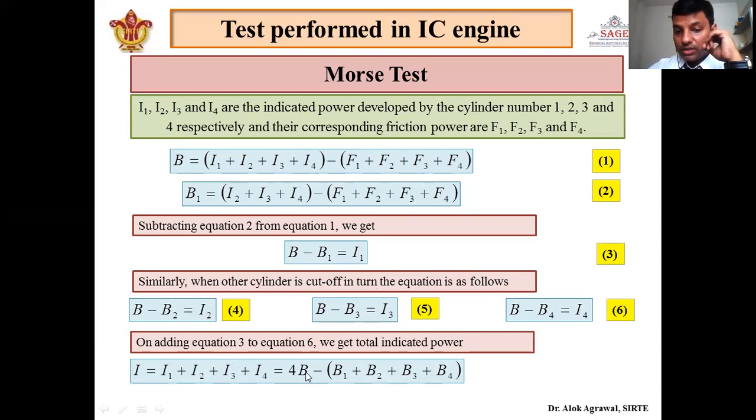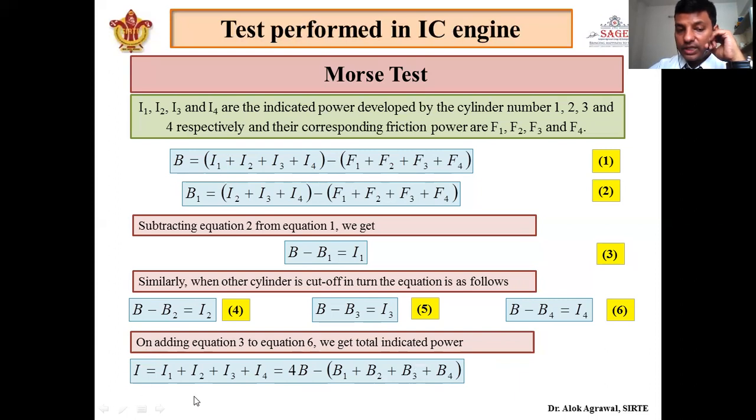Now see, this B and this B1, B2, B3, B4, all the brake power values can be calculated with the help of a dynamometer. So the right hand side, the complete thing, is known to us. B is known to us, B1, B2, B3 and B4 are known to us. So with these known values, we can easily calculate the indicated power of the engine.